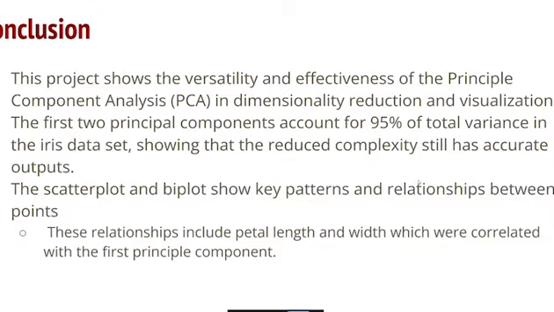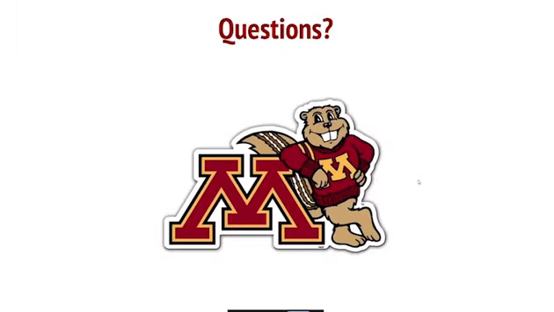And so, in conclusion, this project shows the versatility and effectiveness of PCA in dimensionality reduction and visualization. It fits very well to the data set with 95% of the total variance of the IRIS data set, showing that it can reduce complexity but still have incredibly accurate outputs. And then we had those plots to kind of show that and visualize that, which is the whole point of PCA. So are there any questions?